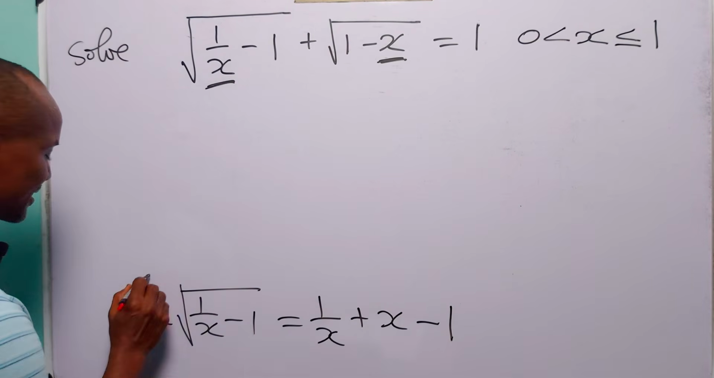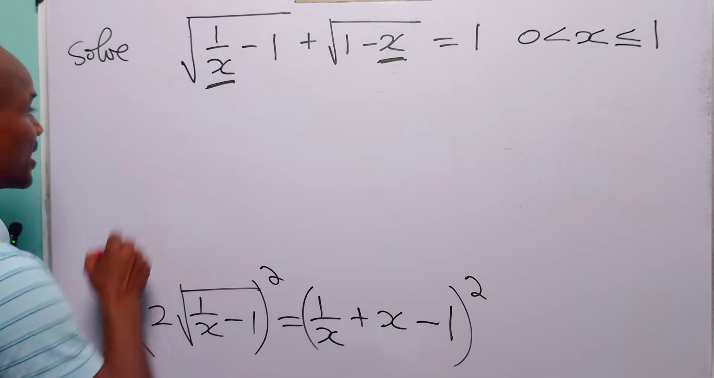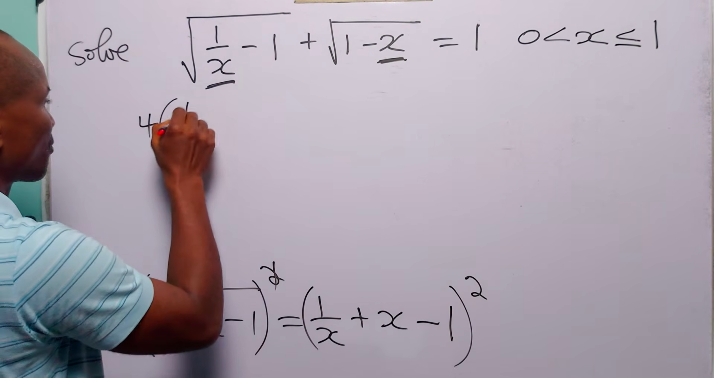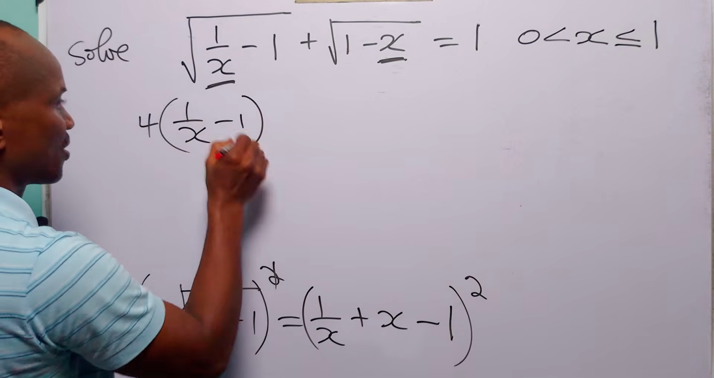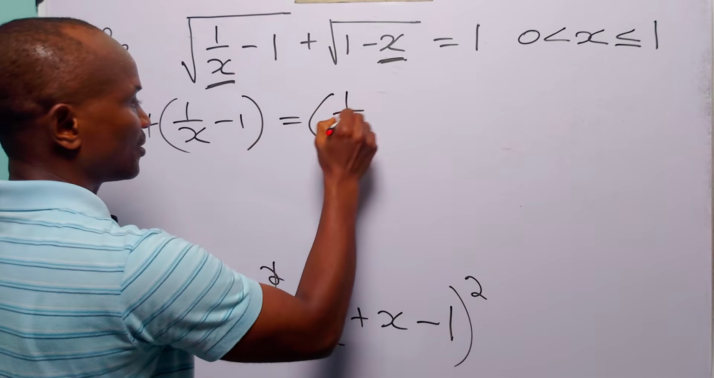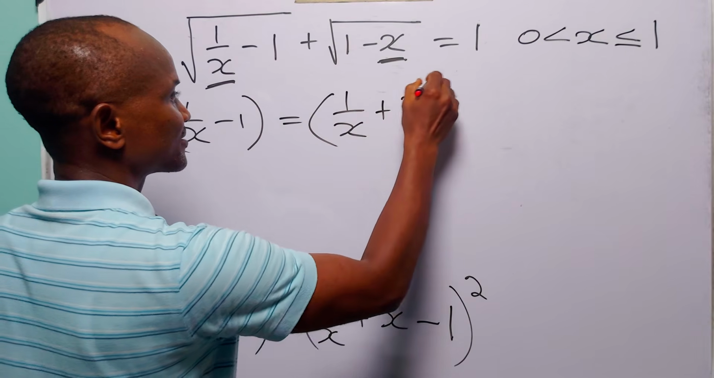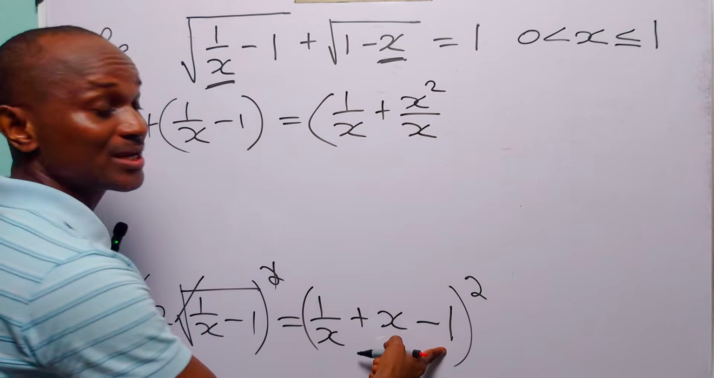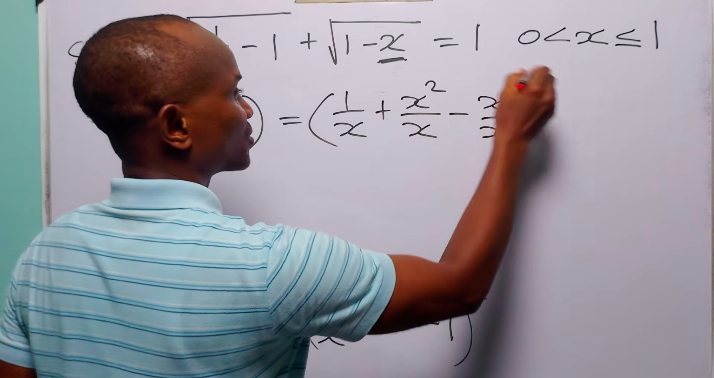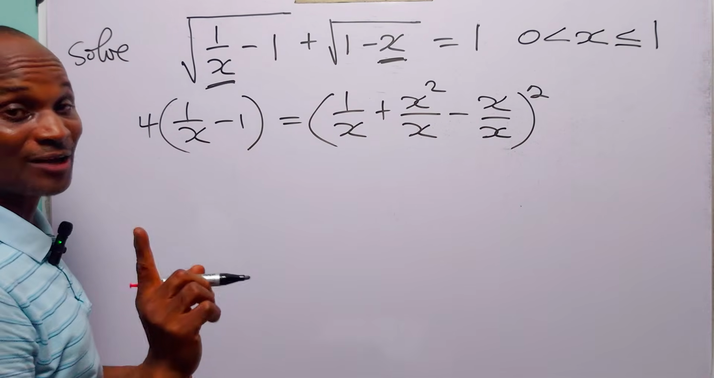Now, once more, we can square both sides of this equation. 2 squared is 4. This is going to take care of that, and we have 1 over x minus 1. Now, this is equal to, here we have 1 over x. We can write x as x squared over x. And we can write 1 as x over x. And of course, this is still squared. Now let us combine these two into one fraction.